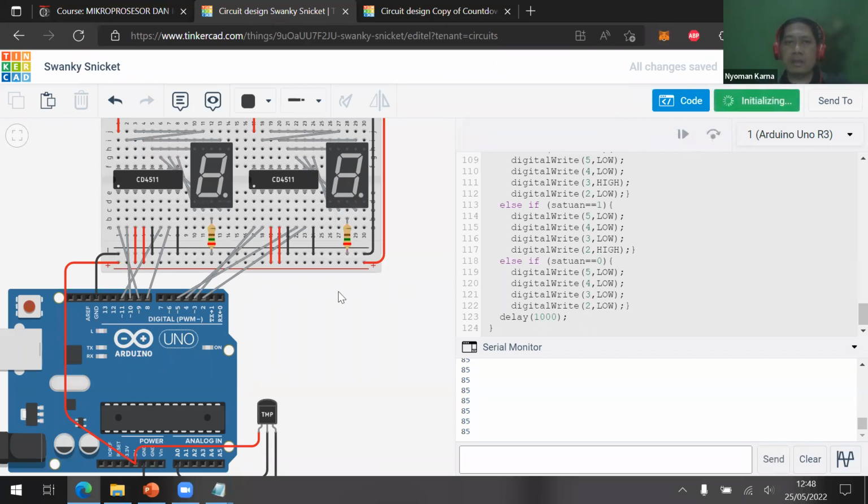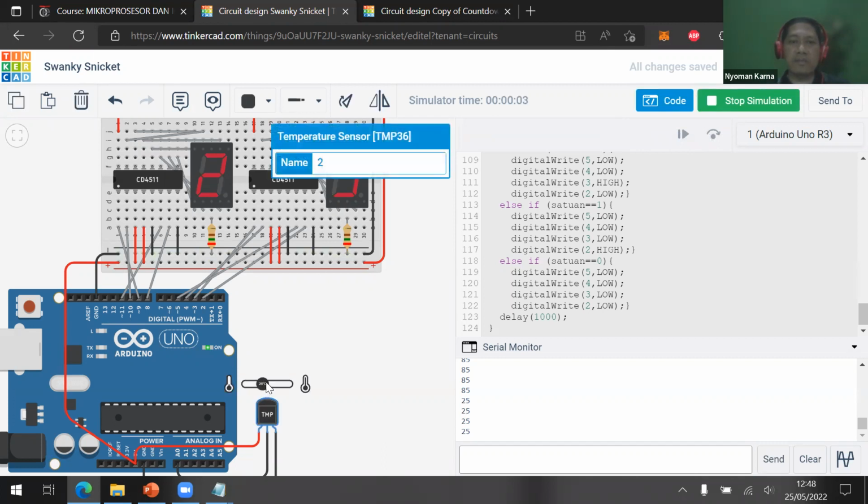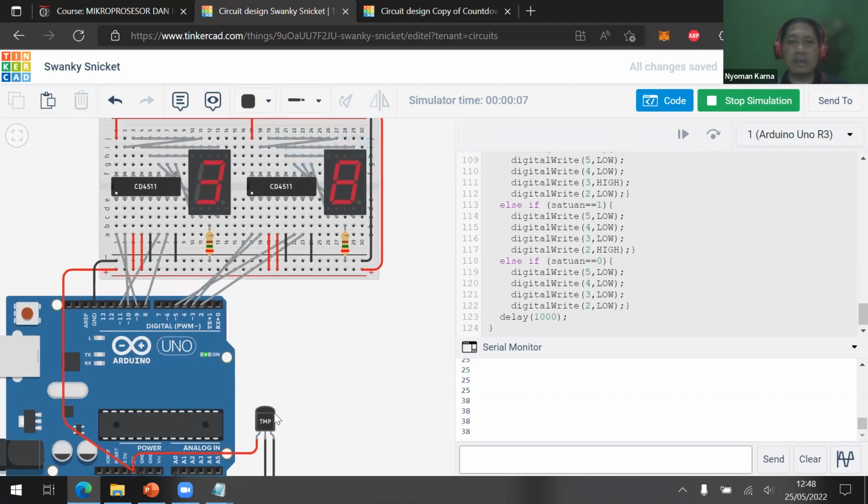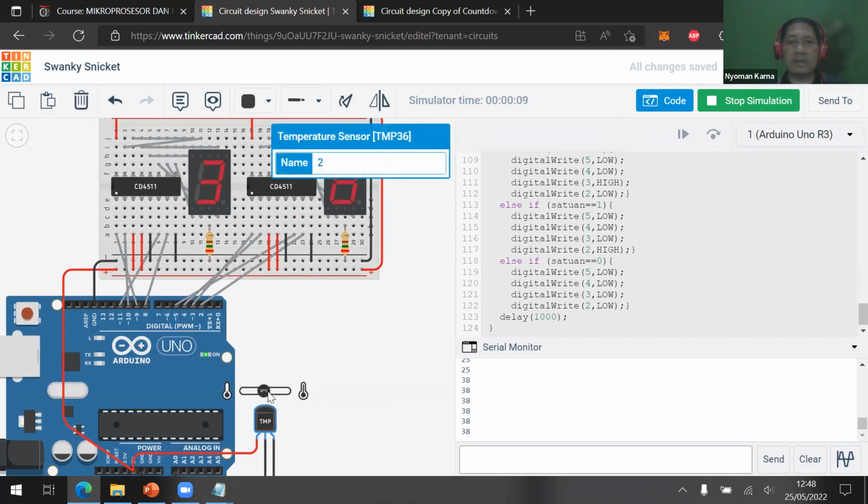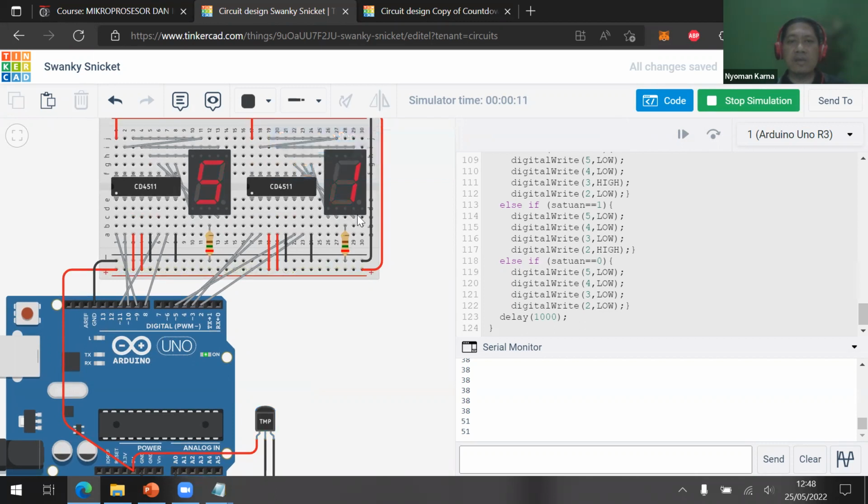Okay, start the program. 25. It's 38. It's 51, etc. That is one way to represent a value and visualize the value using 7-segment.